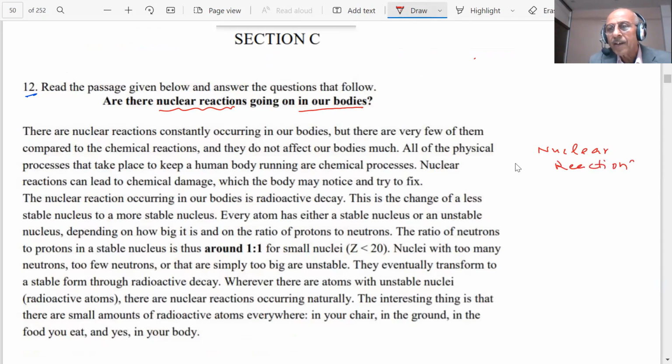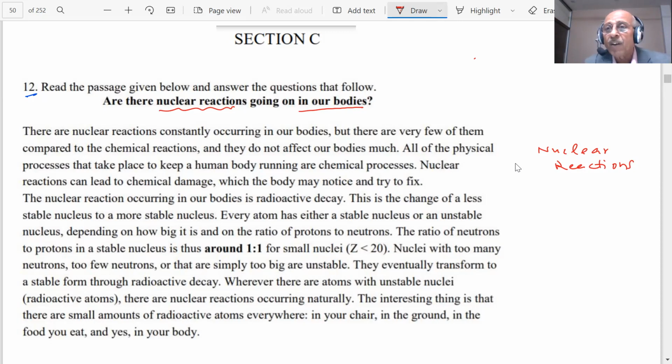You are aware that all the reactions which we are doing in our chemistry lab, in our normal industries or chemical factories, are chemical reactions. And you have seen in chemical reactions, there are reactants. Reactants react to form the products, and new substances are formed. So there is a chemical change which takes place. And in the chemical reaction, the valence electrons participate. You have been told that the electrons in the outermost shell, the valence electrons, decide the chemical reactions.